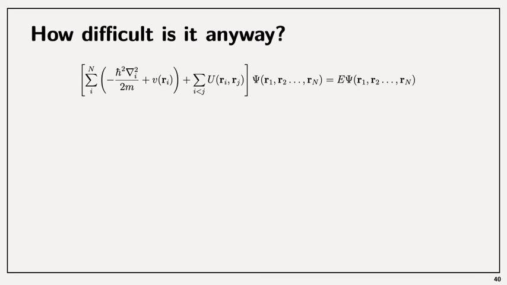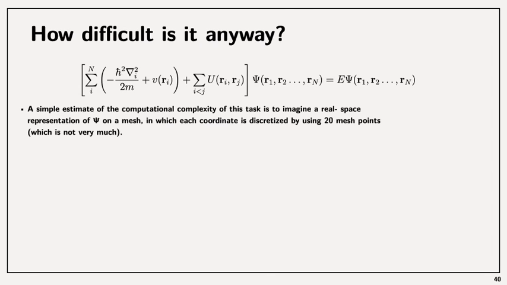Before we move on, this is the equation we are trying to solve. Now imagine for a second that you want to solve this, and you don't want to use the positions R1, R2 as continuous functions, but let's say that you want to discretize it on a mesh, just to make the problem simpler. So imagine that you want to describe each of them on 20 mesh points, which is actually very sparse, but imagine you want to do that.